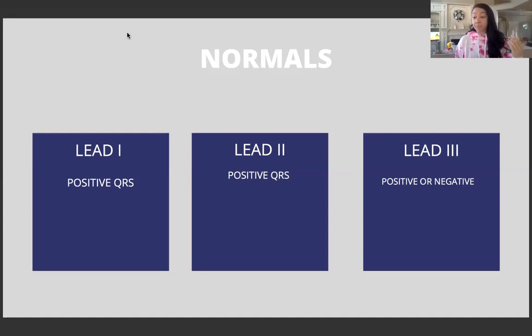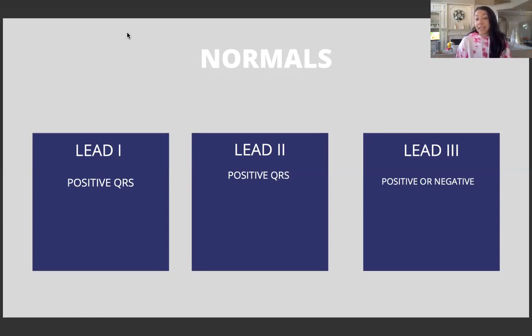Now, if lead 1 is positive and lead 2 becomes negative, okay, we're looking at a left axis deviation. So did the patient have an inferior MI? Do they just have some left ventricular hypertrophy from hypertension? Do they have a left bundle branch block? Okay, that's what left axis deviation is going to tell us.